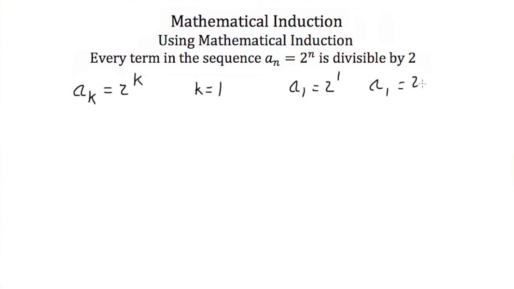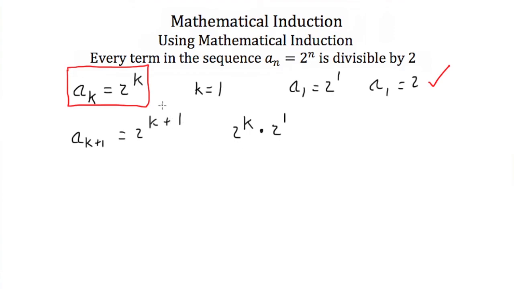This term is divisible by 2. So we meet condition 1. Now we want to check and see that, assuming that this statement is always true, that the statement a to the k plus 1 is equal to 2 to the k plus 1 is always true. So we want to be able to prove that 2 to the k plus 1 is always divisible by 2. Well, I can rewrite this as 2 to the k times 2 to the first power.